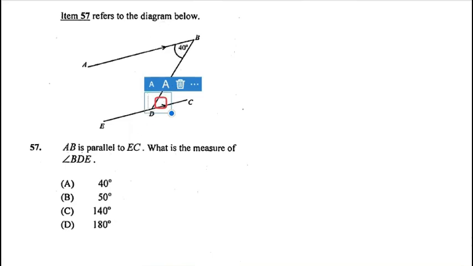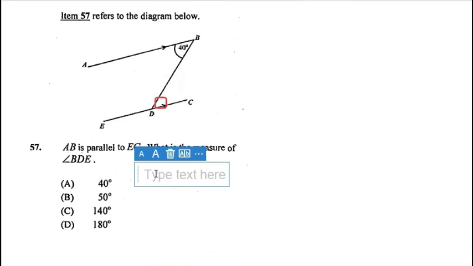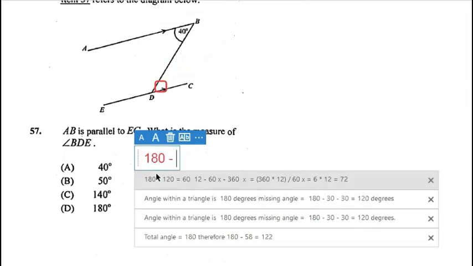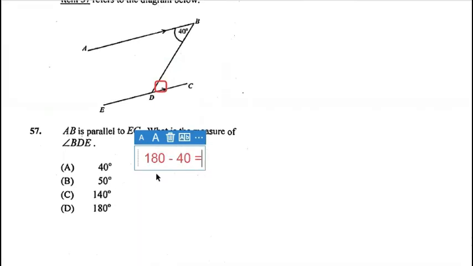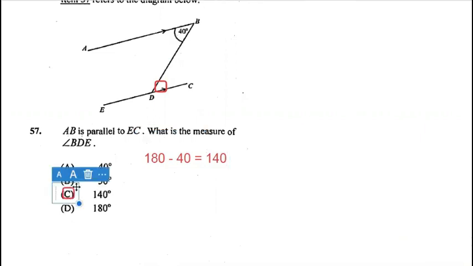So if that angle is 40 degrees, the remaining angle is 180 minus 40 degrees, and that will equal 140 degrees. So therefore answer 57 is C.